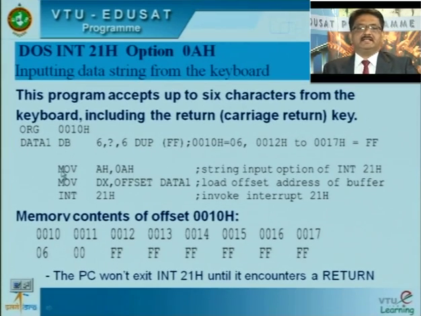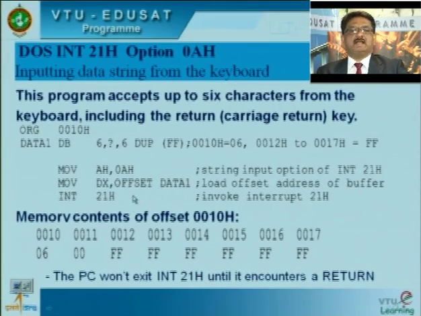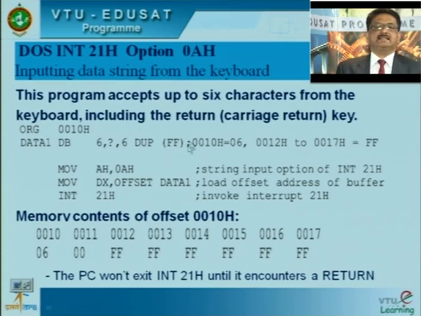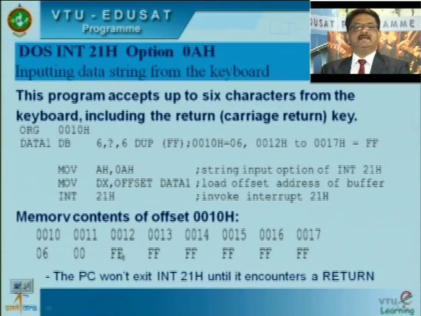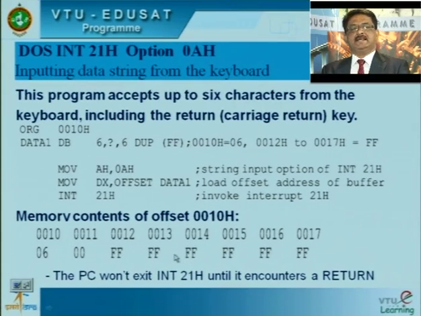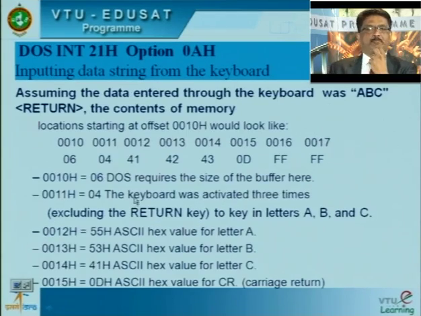MOV AH, 0AH, MOV DX, offset of data 1, INT 21H, which will help me to read the characters, and those characters will go and sit in these locations. For example, if I have typed ABC, it will go and sit here until I press enter. It keeps taking input. Once I press enter, or the return key, it automatically comes out of this function loop.